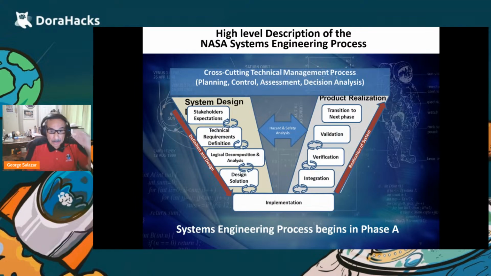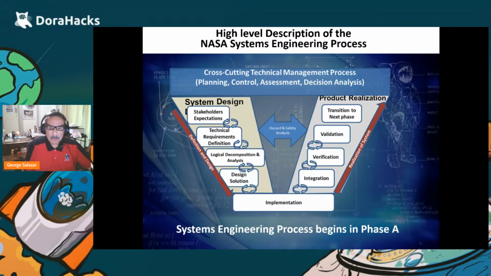And then on the right-hand side, you get into more of the implementation, where you start integrating the small pieces into the bigger pieces, subsystems to the systems. And you do verification. Did we build the system right? And then you do validation. Did we build the right system? And then you transition to the next phase. Like, for example, the Orion spacecraft, you transition that over to the Space Launch System, where they both are integrated for launching to the moon.